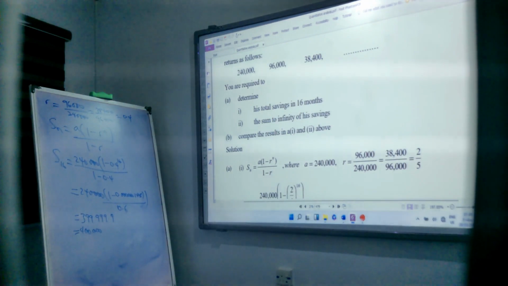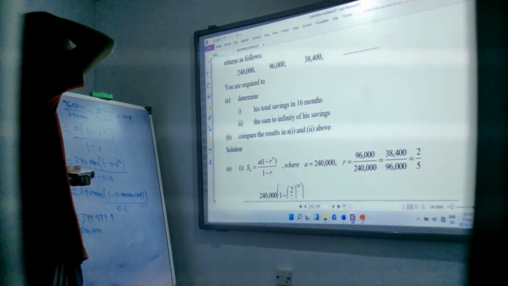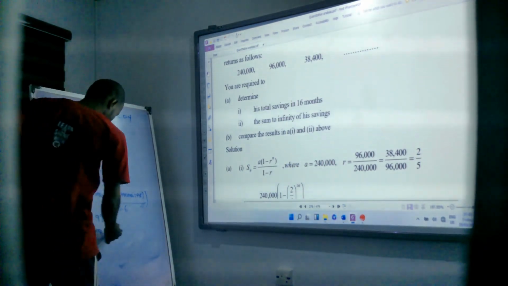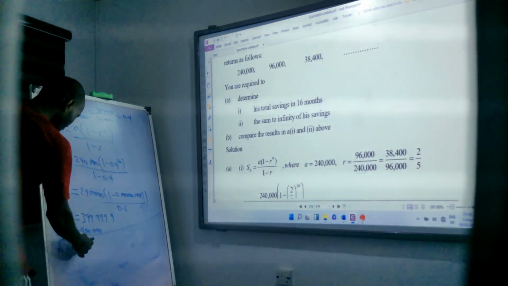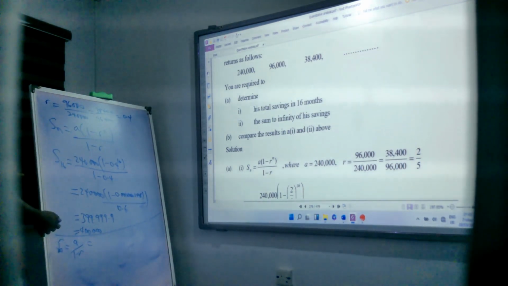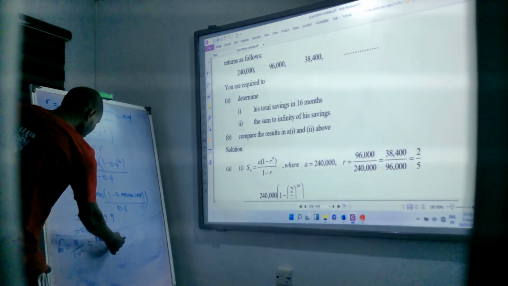And I'm calculating 400,000. That will be total savings in the numbers, and 2 over 5 is 0.4. So that is total savings. What is the sum to infinity? Sum to infinity is a over 1 minus r.